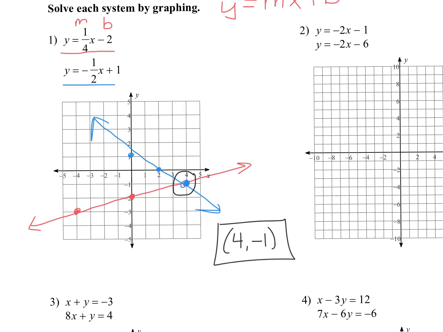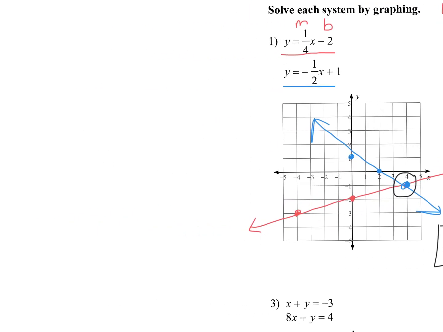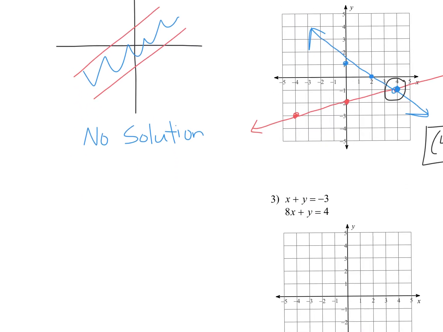Remember there were 2 other options for answers? So there was a definite solution that we just found. Okay, what does no solution look like? I'm going to come over here and draw a makeshift graph. What would no solution look like? Parallel lines. Yep, because they're never going to meet. So this one here would look like your no solution, because they have nothing here.